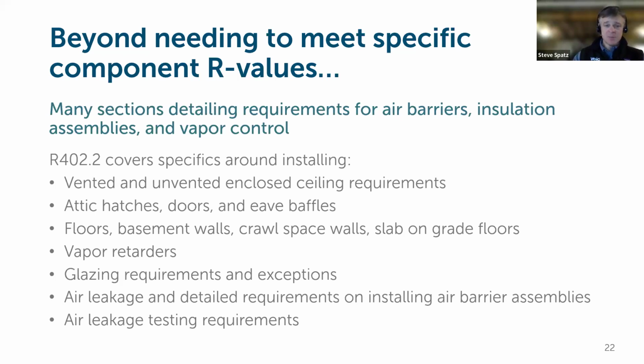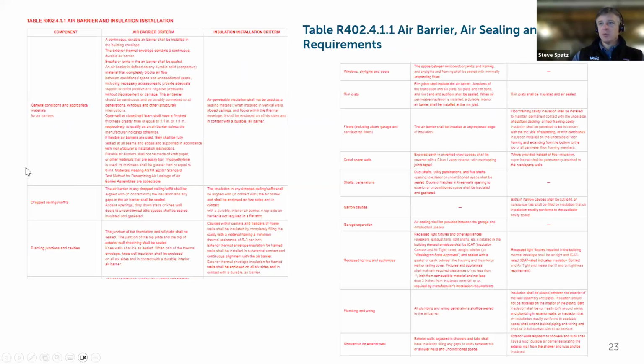So these are some of the topics that are covered in that section of the code. There is another table that goes into more detail around detailing air barriers and the alignment of air barriers with insulation in the building shell. So this gets into more granular detail about that alignment and connectivity and approved, quote unquote, options for detailing those assemblies and creating that continuity.